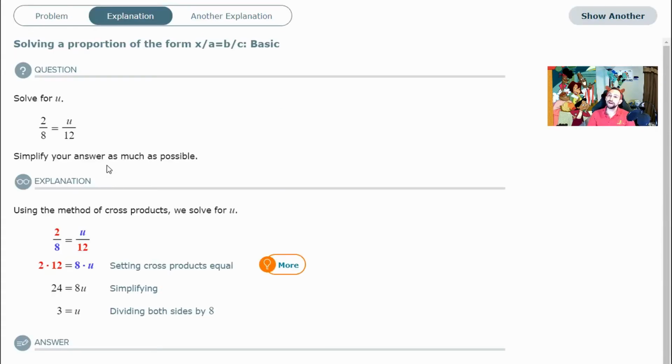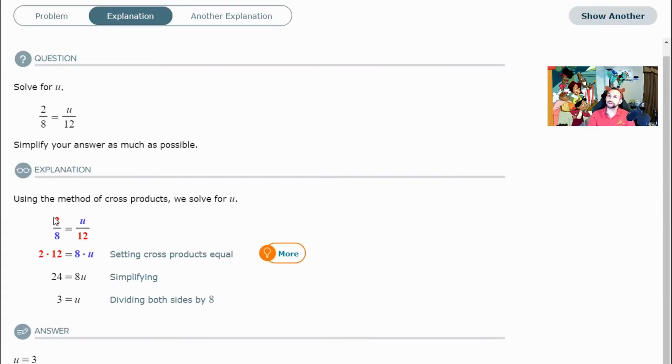Now, when they recommend finding the cross product, what they're going to do is they're going to look at the numerator of the left and the denominator of the right, multiply those two. They'll look at the denominator of the left and the numerator of the right, multiply those two. And you see they've color coded them here. We'll get 2 times 12 is 24, 8 times u is 8u, and divide each side by 3.